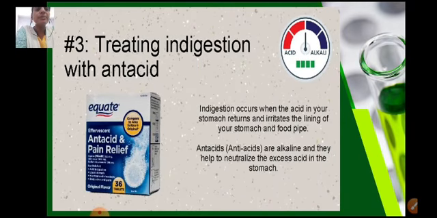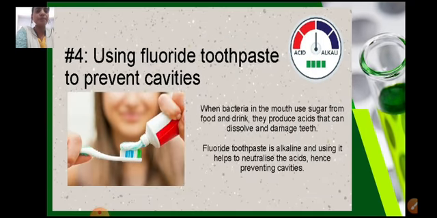Next example is of treating indigestion with antacid. Indigestion occurs when the acid in our stomach returns and irritates the lining of our stomach and food pipe. So what will antacids do? These antacids are alkaline in nature and hence they will neutralize the excess acid in the stomach. A very good example of such a base being used as an antacid is milk of magnesia.